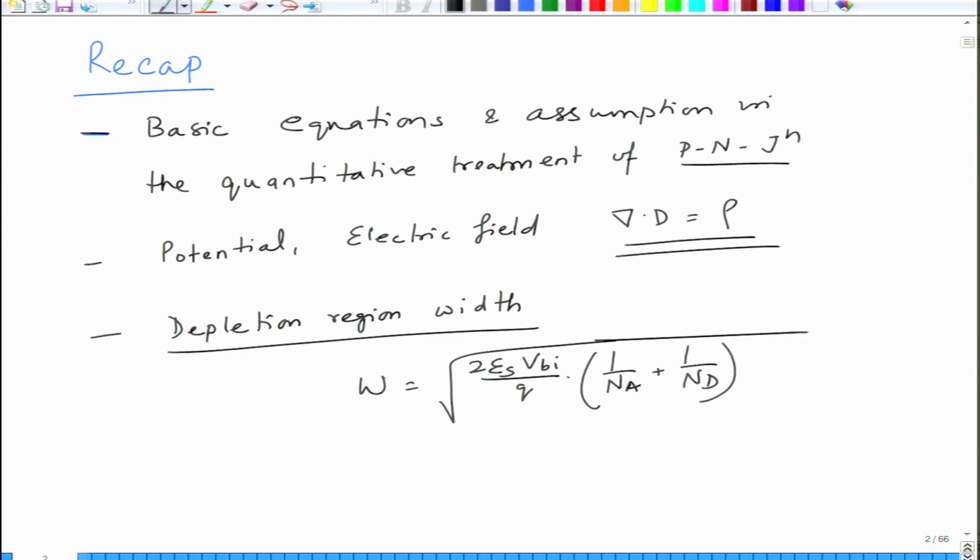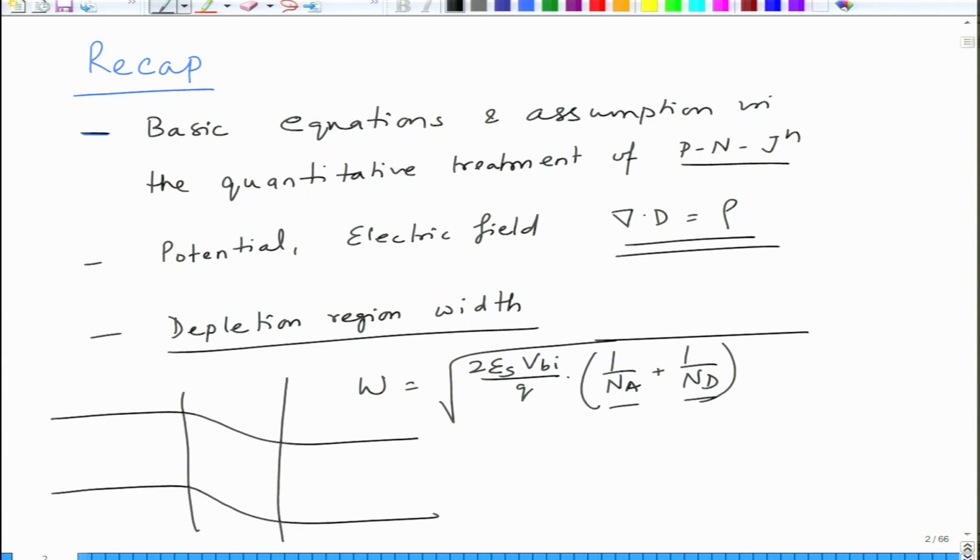This equation tells you very clearly that if your Na or Nd go up, the W goes down, which means in a p-n junction the depletion region becomes narrow. So, this depletion region shrinks if the semiconductors are heavily doped, or it expands when the semiconductors are lightly doped.